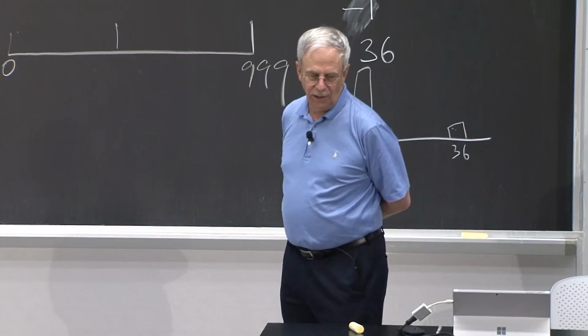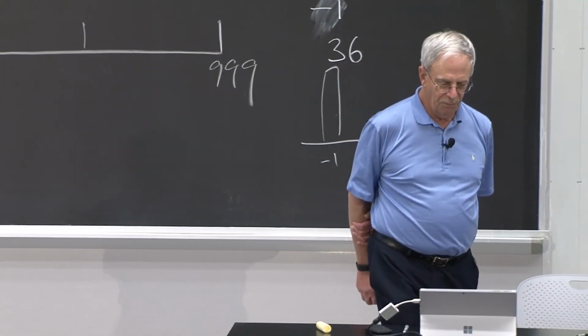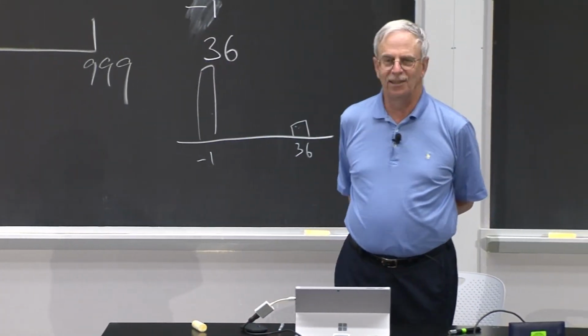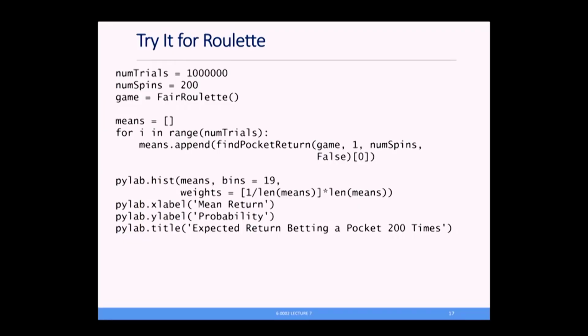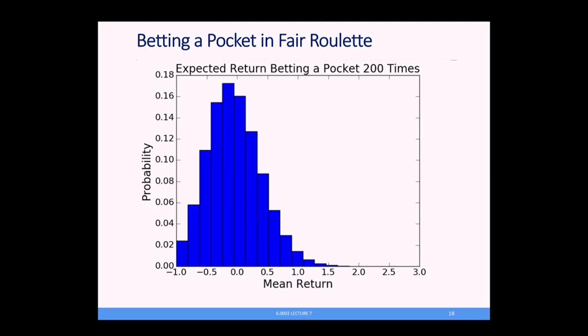We can try it for roulette. Again, I'm not going to make you sit through a million trials of 200 spins each. I'll do it only for fair roulette. And again, this is a very simple simulation. And we'll see what we get. And what we see is it's not quite normal again, but it definitely has that shape.